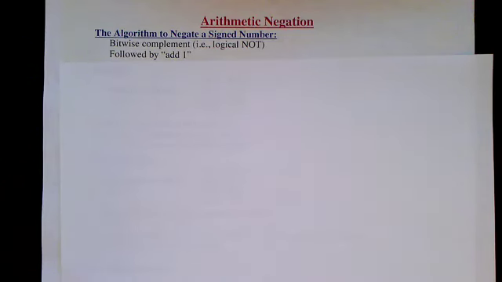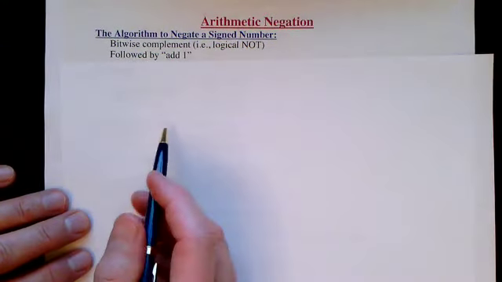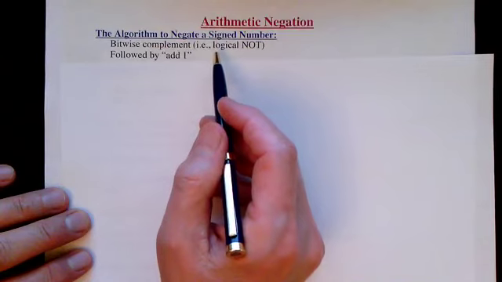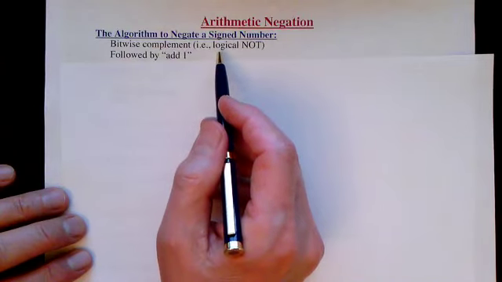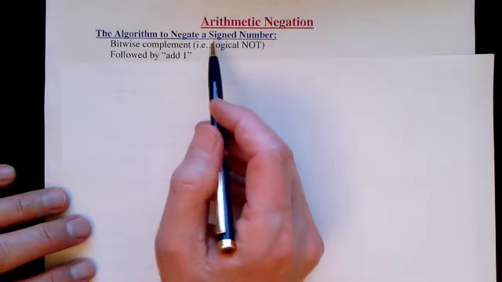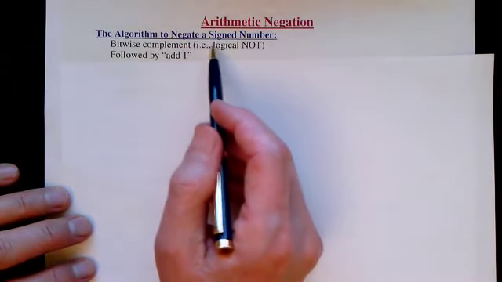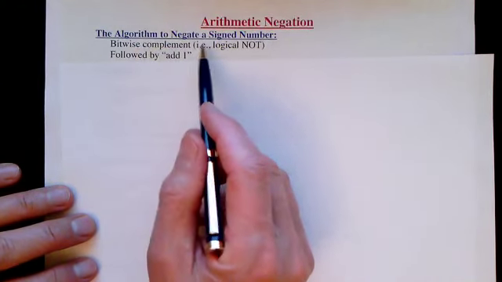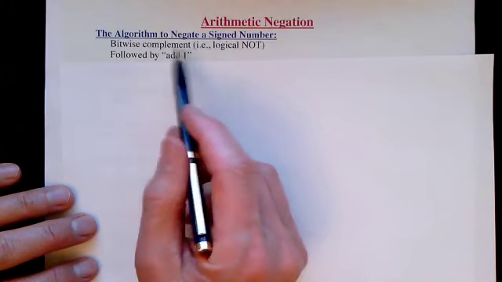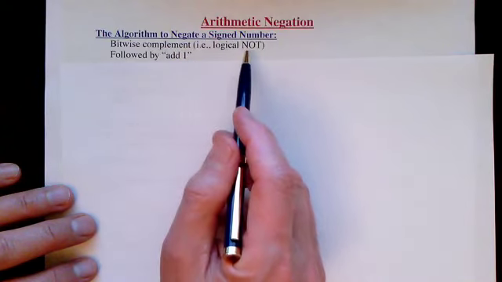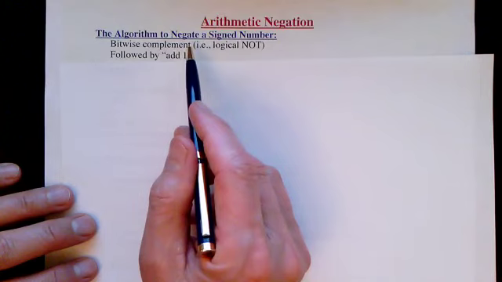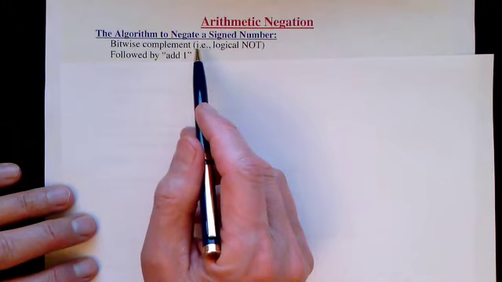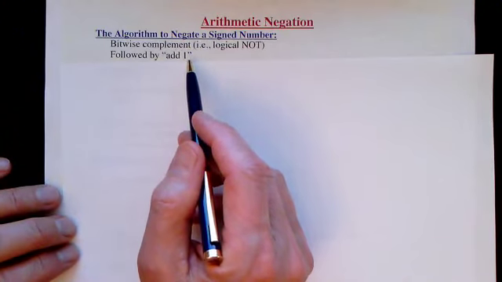Now let's look at the algorithm for negating a number. Okay, so we're going to take a positive number and turn it into a negative number, or a negative into a positive. And there's a very simple algorithm to negate a signed 2's complement number. And the algorithm is this. First, you flip the bits, okay? Otherwise known as logical NOT. You change all the zeros to ones, and you change the ones to zeros. So you complement the number bitwise. And then you add 1 to the number.